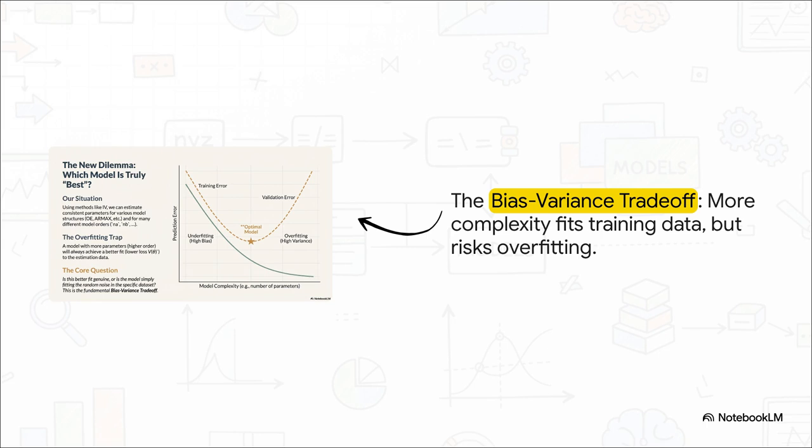Is this a real improvement, or are we just fitting our model to the random noise in that one specific dataset? This is the overfitting trap. The dashed line, our validation error, shows us what's really going on. At first, more complexity helps. But then, eventually, the validation error starts to creep back up. So the whole game is finding that sweet spot, that optimal model that perfectly balances this trade-off.